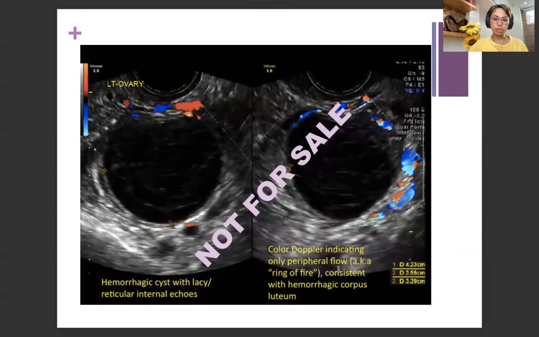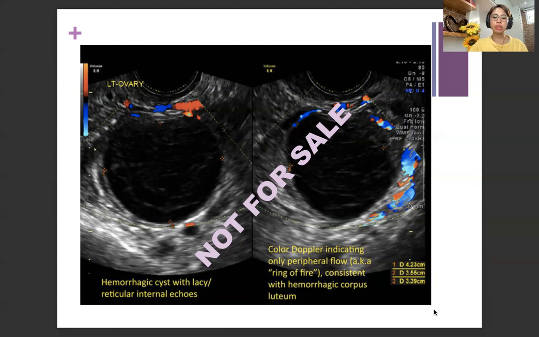Okay. Hemorrhagic cyst with lacy reticular internal echoes. Only peripheral flow. This is what I said, the ring of fire, consistent with hemorrhagic corpus luteum. Where do we remember another ring of fire? Ectopic gestation. So that's why I said the very close differential is ectopic gestation for a hemorrhagic corpus luteum cyst.